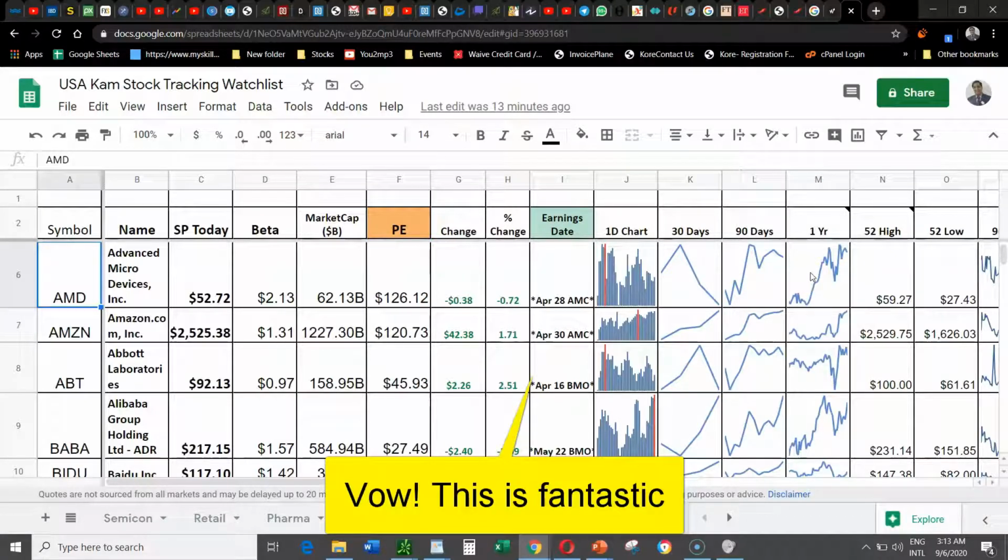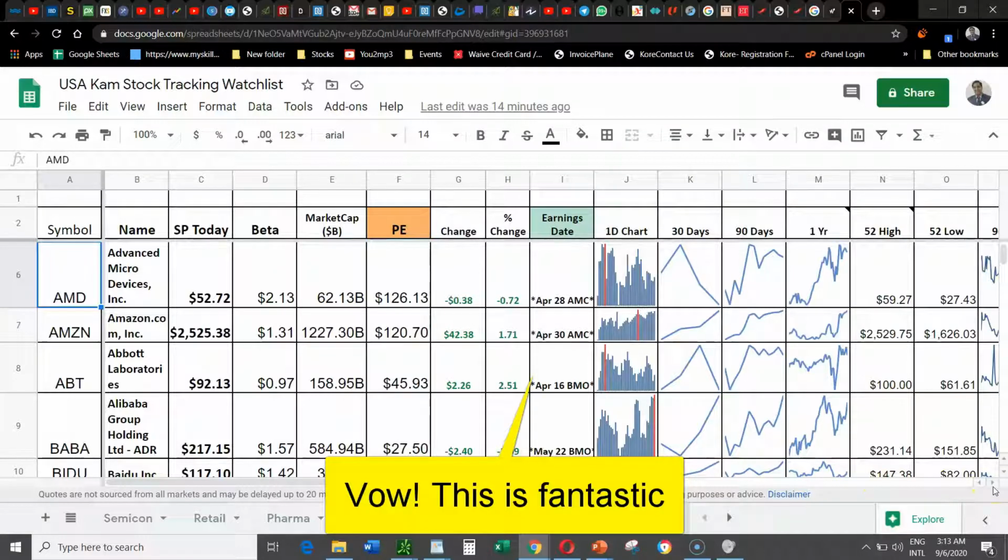So look at this. This directly tells you that in the last 30 days AMD is falling. All right, and in the last 90 days it has actually gone up. So this presents to you a buying opportunity straight off, right? If you look at the 52-week high, it's 59, low is 27. So it's falling from its 52-week high. It may or may not be a good time to buy AMD, but these quick charts show you things straight off, right?